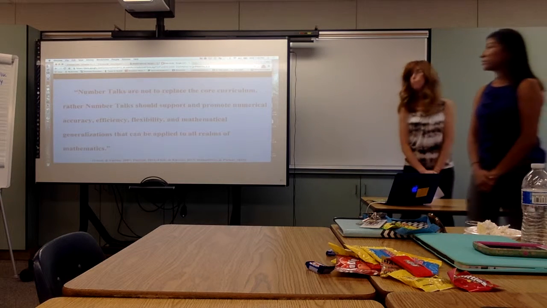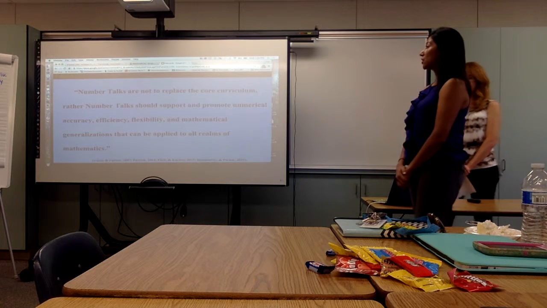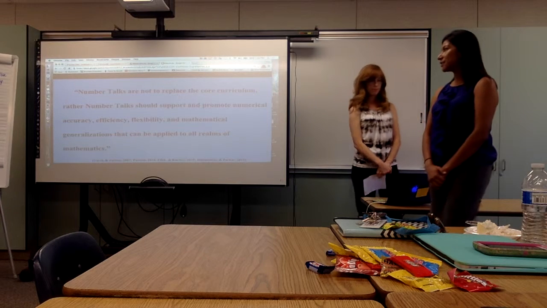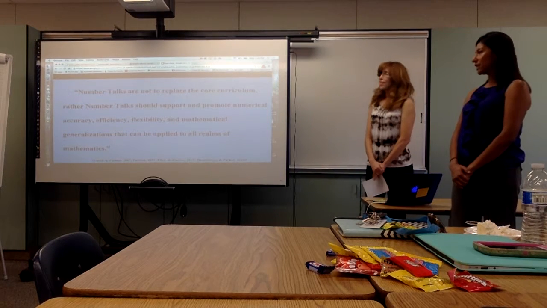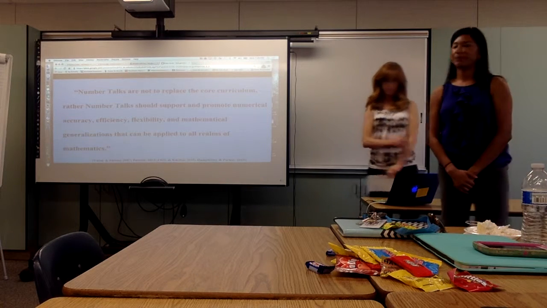There we go. Number talks are not to replace the core curriculum. Rather, number talks should support and promote numerical accuracy, efficiency, flexibility, and mathematical generalizations that can be applied to all realms of mathematics.